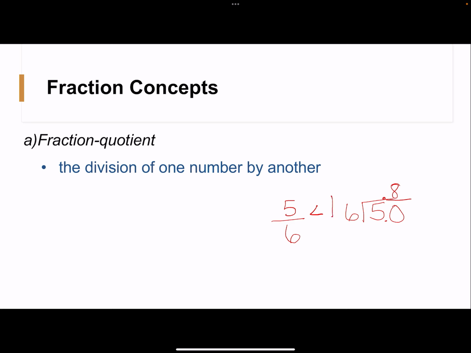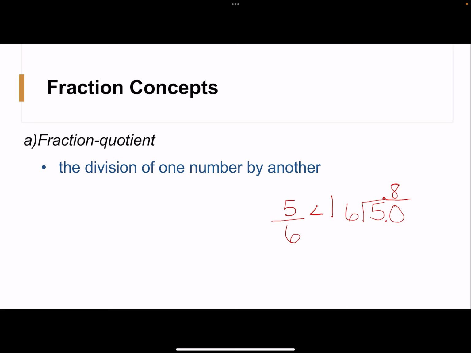Anytime that our numerator is smaller than our denominator, you're going to see that that fraction is less than 1. If our numerator is greater than our denominator, then you should get an answer greater than or equal to 1, if it's 6 or higher in this case.